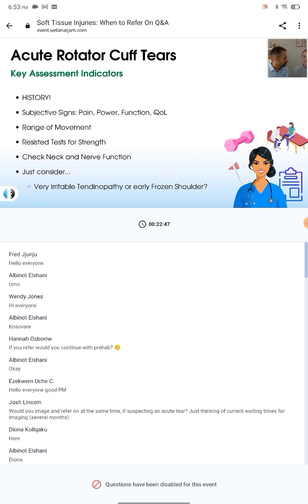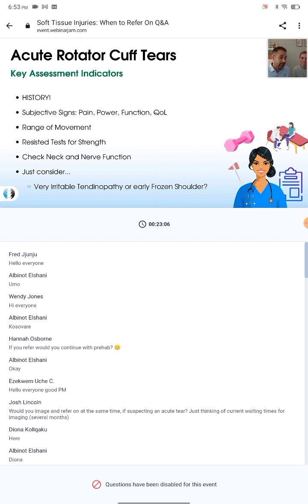You wouldn't expect the drop off in range to the degree that you get with a true rotator cuff tear. With an early frozen shoulder, typically the history won't fit with that, because it won't have been a trauma, it will have just been a sudden onset. Yeah, and that's exactly why those factors are on the page, to help people quickly differentiate.